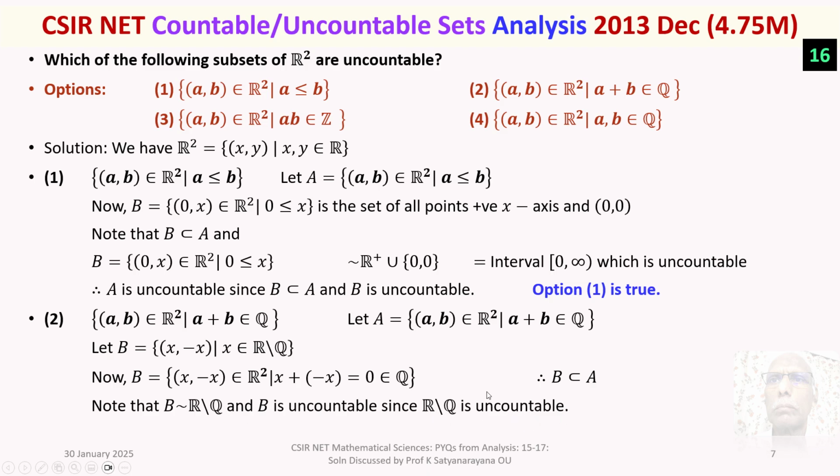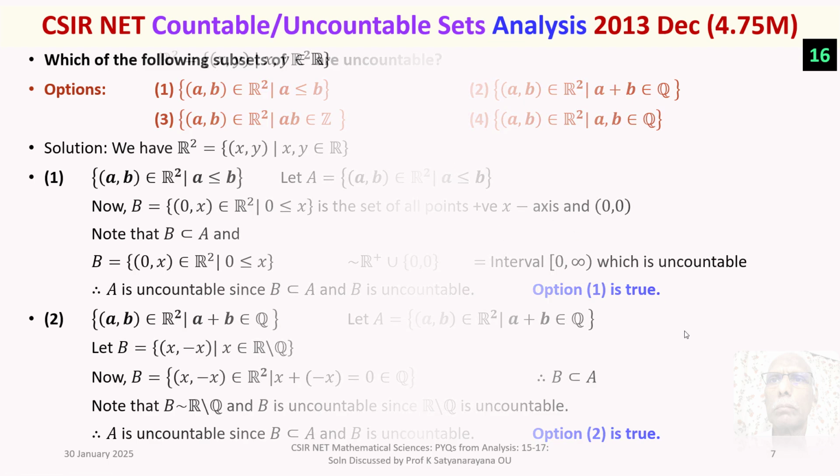So what is now B? B is an uncountable subset of A. Therefore, A is also uncountable. Agreed. B is a subset of A and B is uncountable. Therefore, A is uncountable. Option 2 is true. We have to find out uncountable sets. Right.